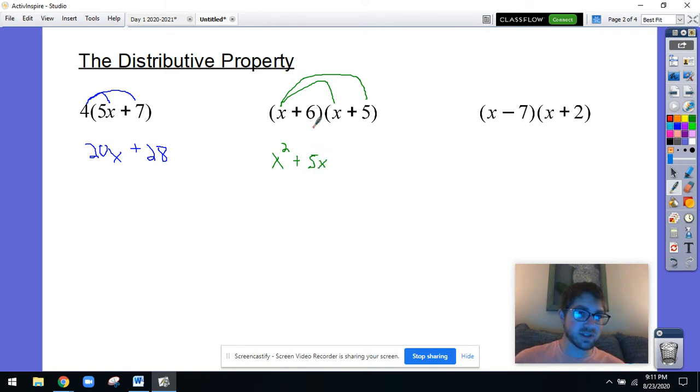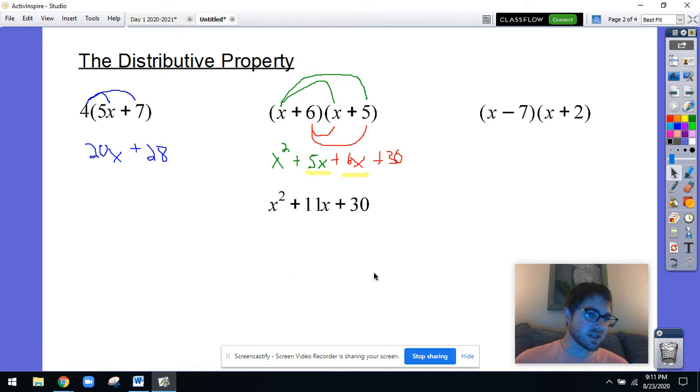Now I do the same thing with the 6. 6 times x becomes 6x. And then at the end, 6 times 5, well, that's 30. And in most of these problems, you can usually simplify something after that. Here there are a couple of like terms, 5x and 6x. Those can be put together. And so we would end up with x squared plus 11x plus 30 as our final simplified version of that.